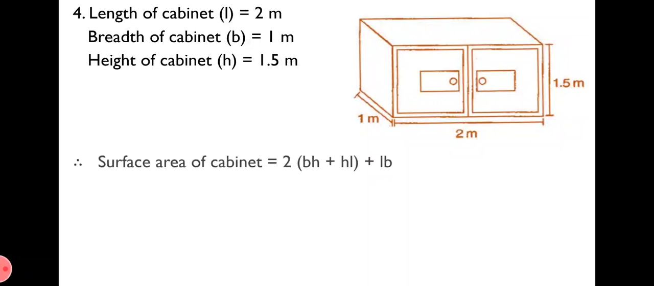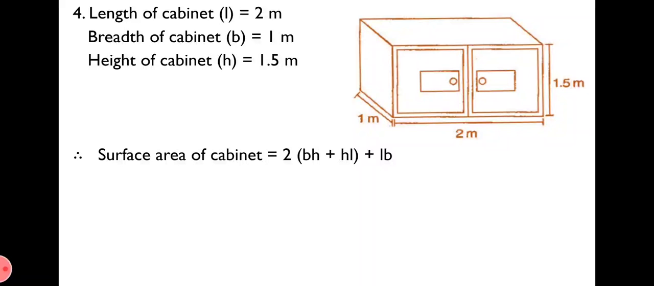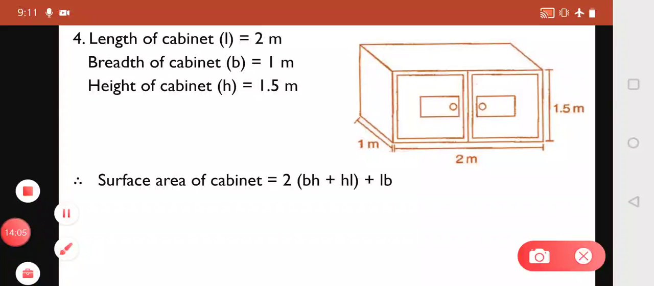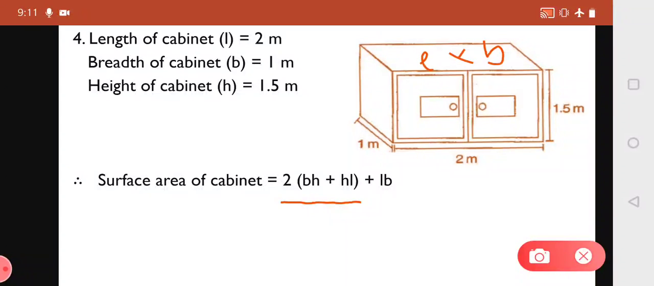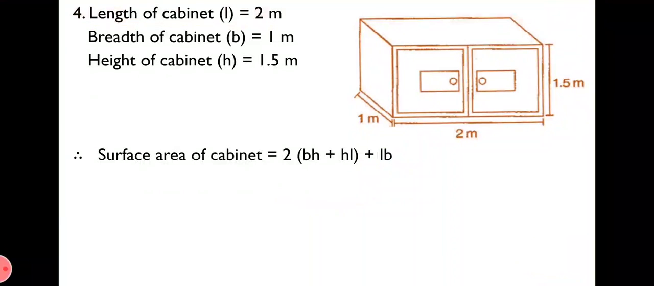Now total surface area of cabinet equals, as I have instructed, first we have to take only 5 faces, that is 4 walls and the top part. Now the 4 walls area formula is twice BH plus LH, and this top is length into breadth. So we add these 4 walls area with the top face area. So we get surface area of cabinet equal to twice BH plus HL plus LB.